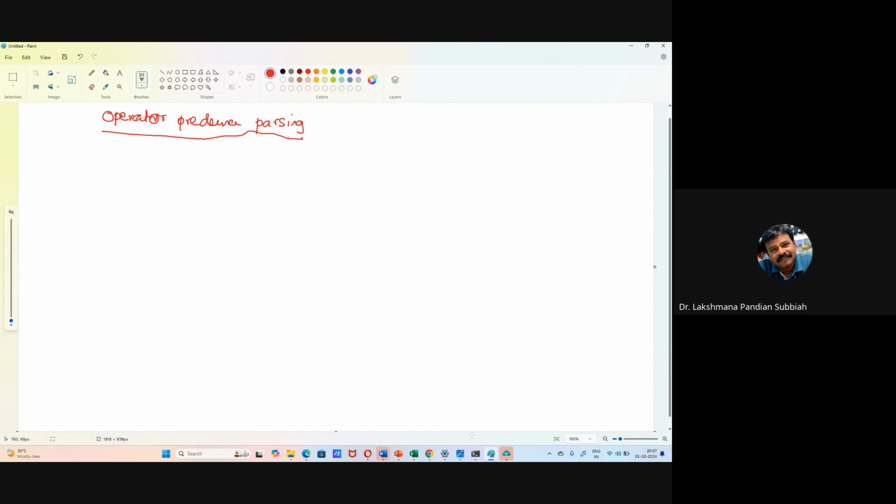Now we consider this grammar: E derives E plus E, E derives E star E, E derives open bracket E close bracket, and E derives ID. We'll consider it a grammar for an expression. These are the production rules: 1, 2, 3, 4. If you have doubts, you can ask. So this is the grammar for expression.